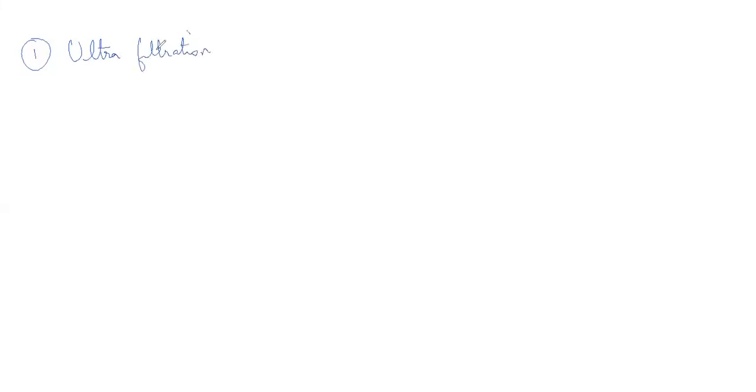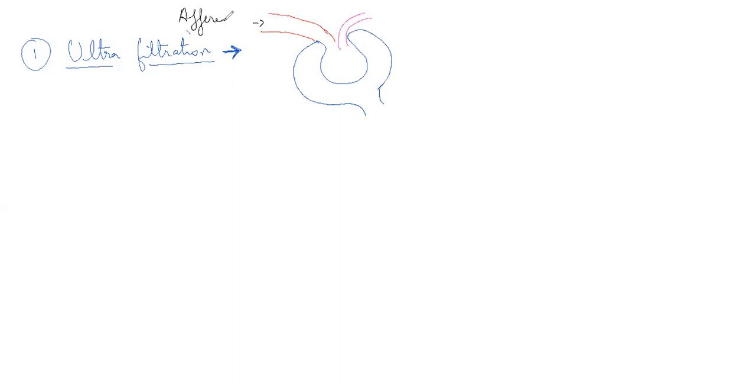Ultrafiltration. ये होता क्या है अल्ट्राफिल्ट्रेशन? Bowman's capsule. As we studied earlier, there's a blood vessel of larger diameter entering into this cup-like structure, and there's a blood vessel of a smaller diameter exiting this structure. इसको हमने नाम दिया था afferent. This is the efferent. The afferent and efferent arterioles.